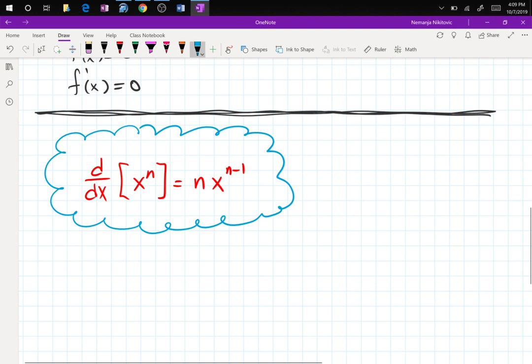Guys, this one takes care of 3 different types of functions. So we have n. Let's do n bigger than 0 first. So if n is larger than 0 and a whole number, we have polynomials. Like, let's say x to the 9.